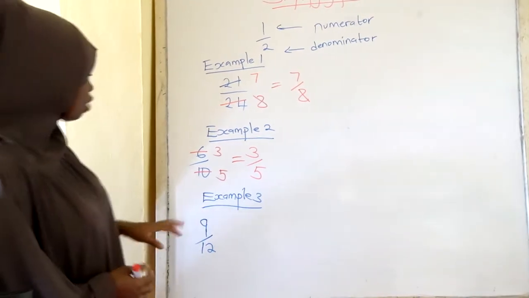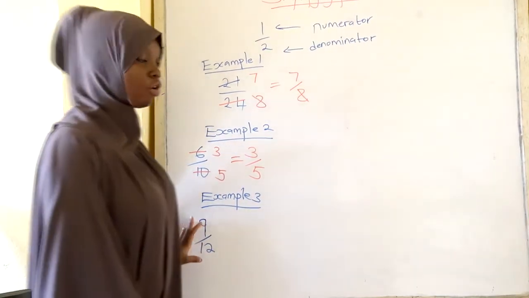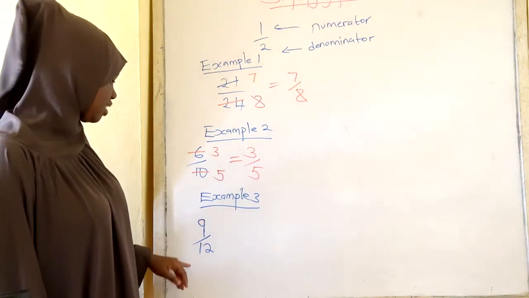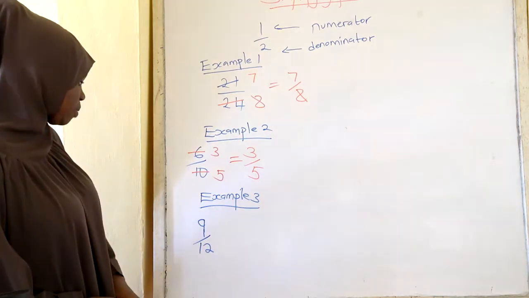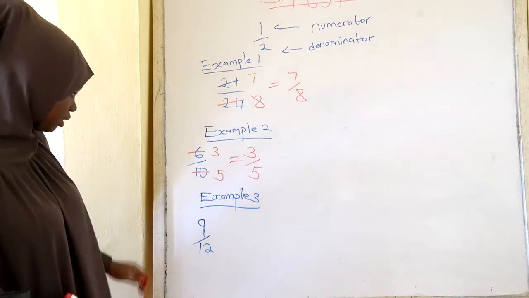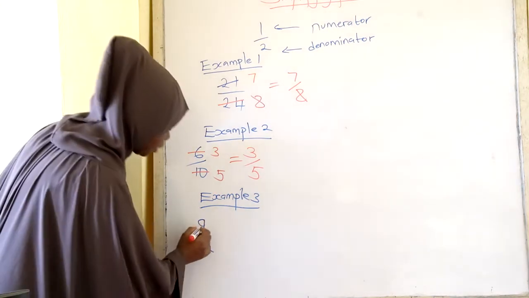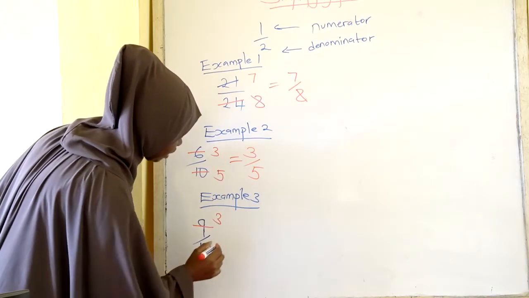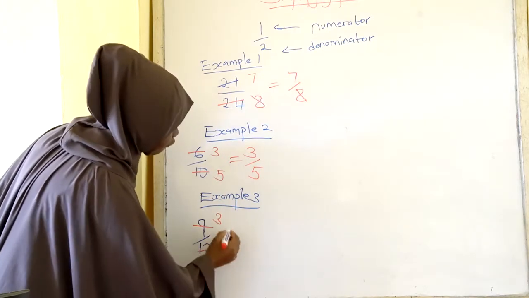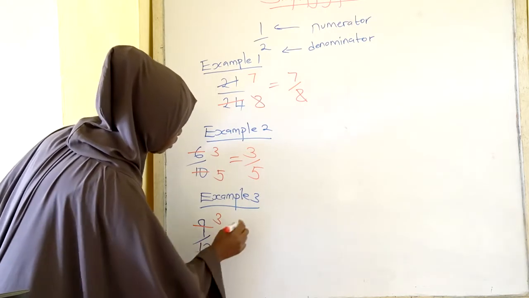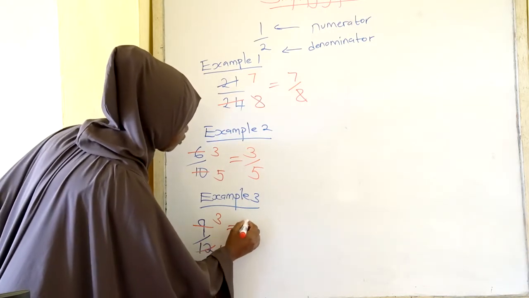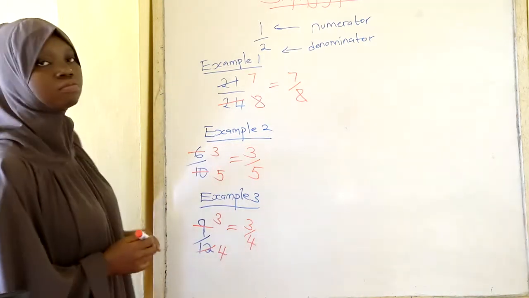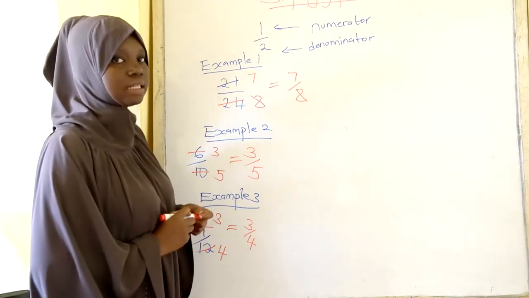So 9 out of 12, we are looking at the common divisor that can divide both the numerator and the denominator. So the common divisor here is 3, because 9 divided by 3 will get 3, 12 divided by 3 will get 4. So this fraction in its simplest form, it will be 3 out of 4. I hope that is also clear.